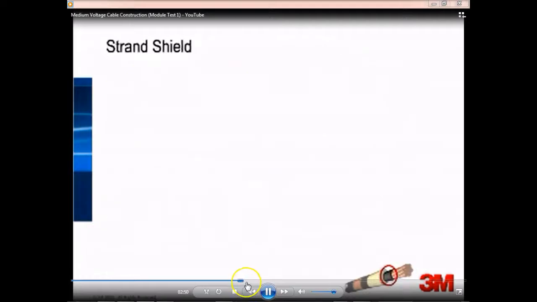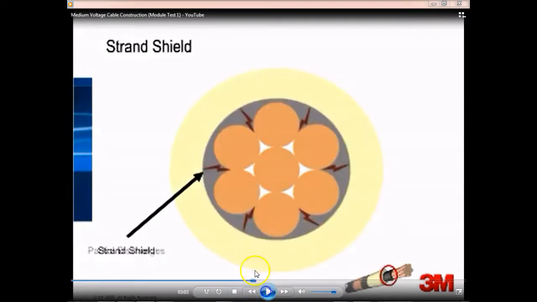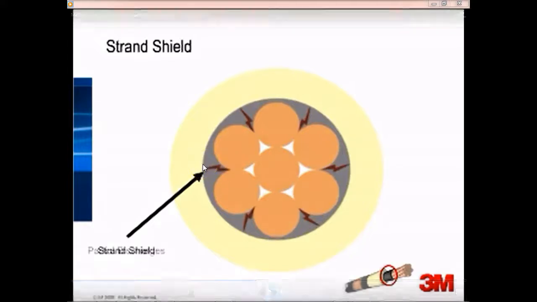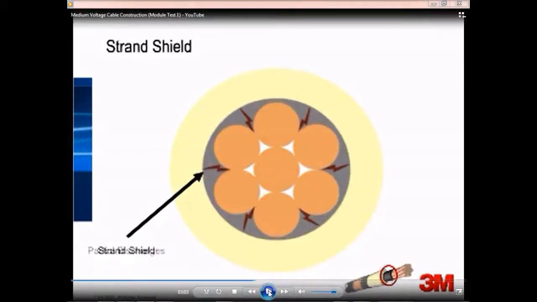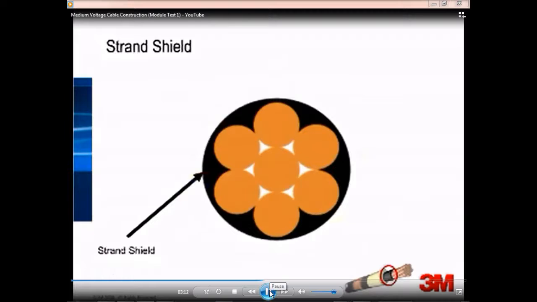The next component is the strand shield layer of the cable. This is a semiconductive layer of the cable. Its function is to shield the cable insulation from any air that may be surrounding the conductor strands. Without this protection, the air will ionize, resulting in partial discharges, so this is basically to prevent the cable from arcing in there, right? This can deteriorate the cable insulation to the point of failure of that cable.